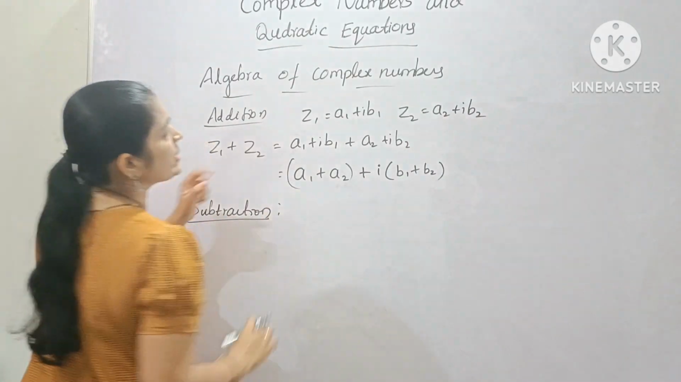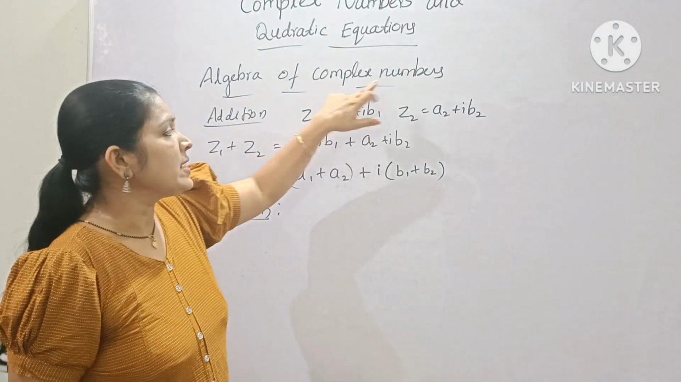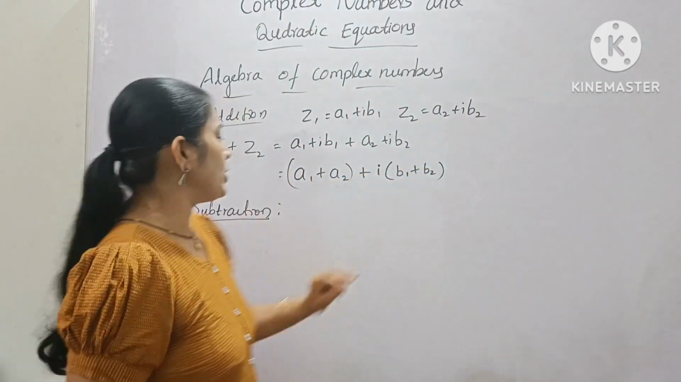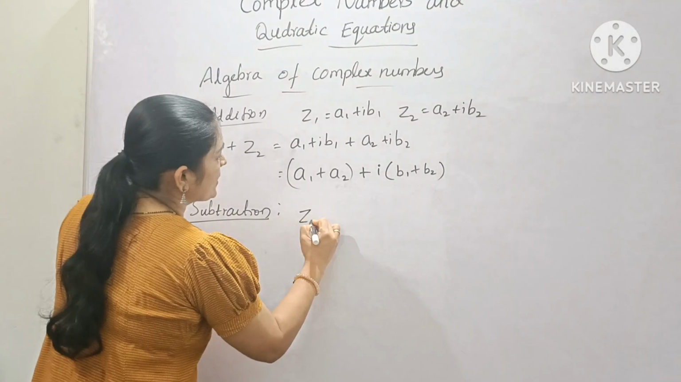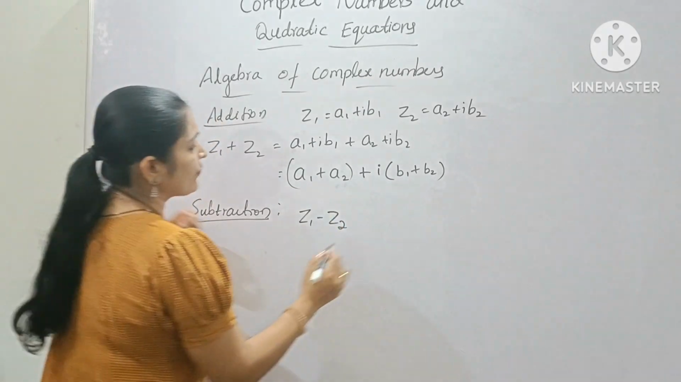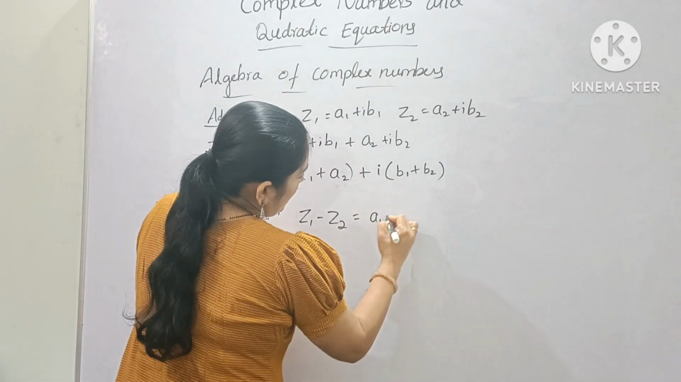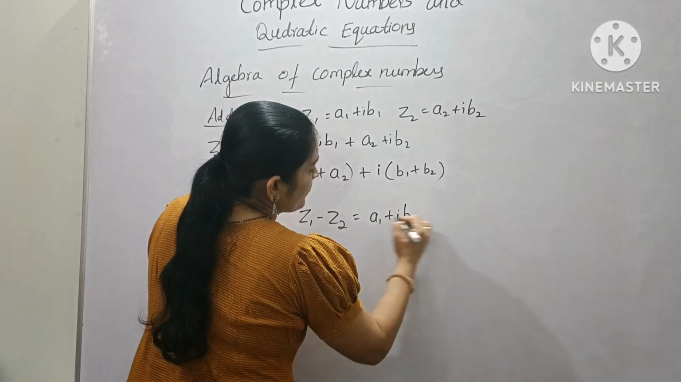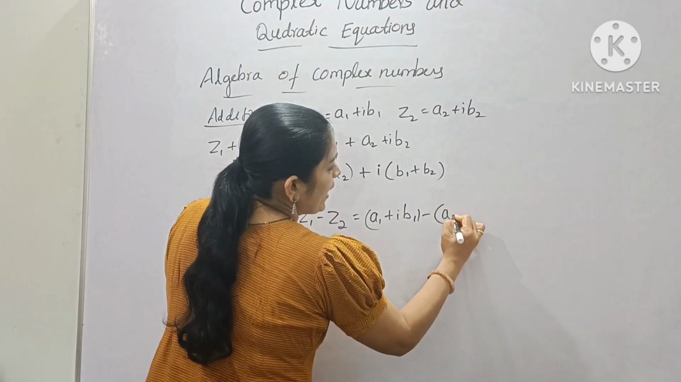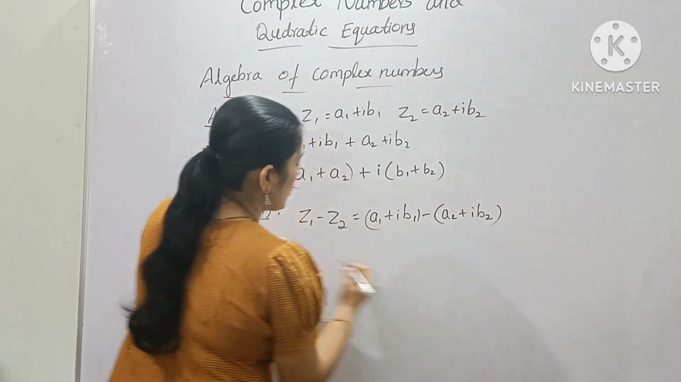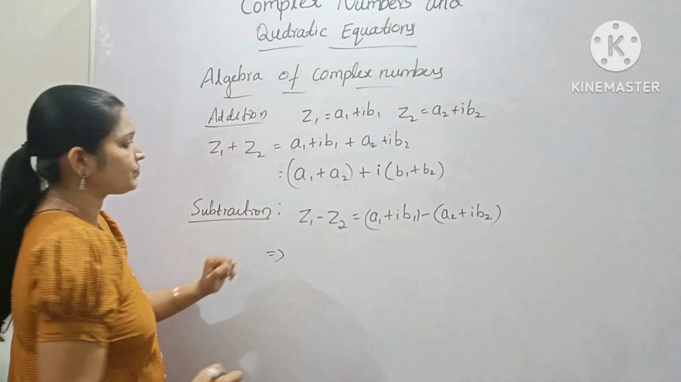Here also z1 is equal to a1 plus ib1, z2 is equal to a2 plus ib2. Let us see what is z1 minus z2. Okay, subtraction of two complex numbers: a1 plus ib1 minus (a2 plus ib2).